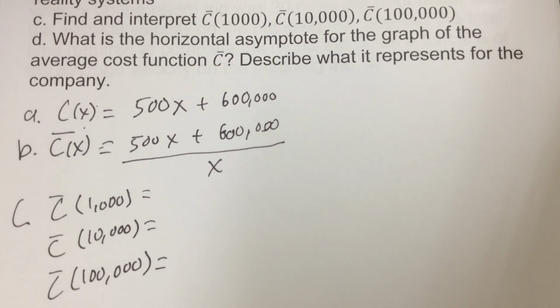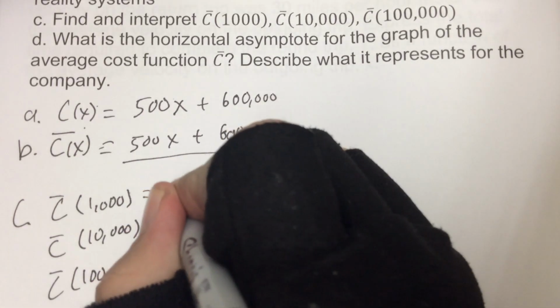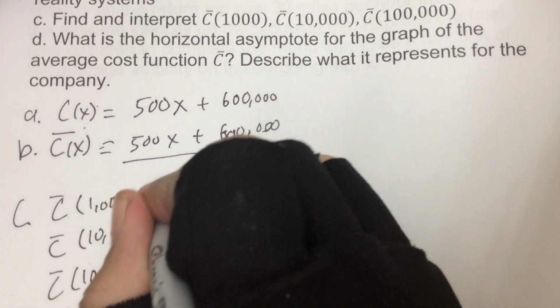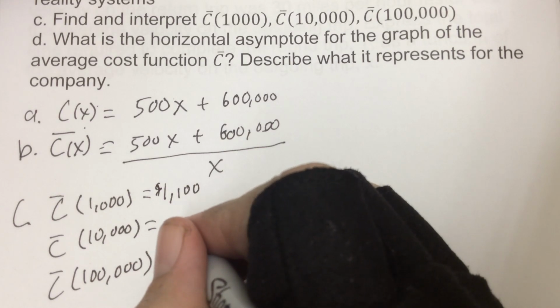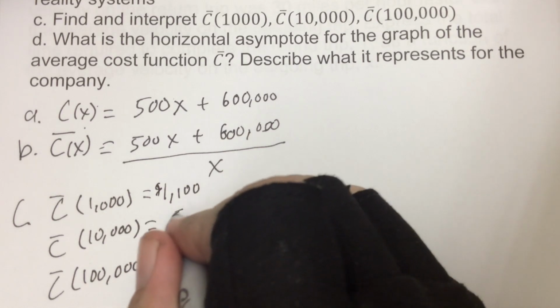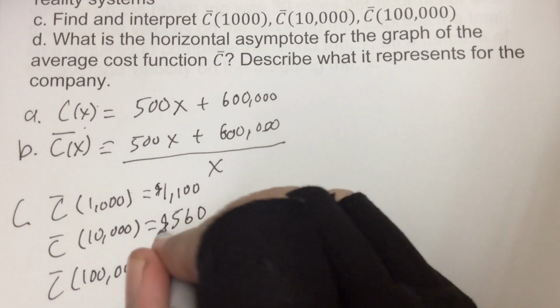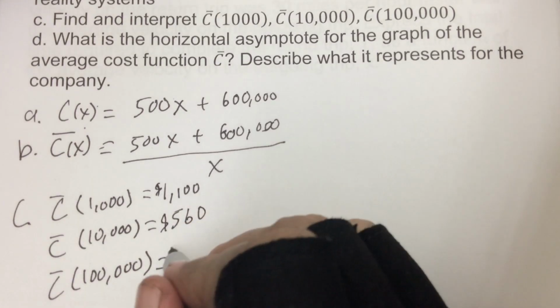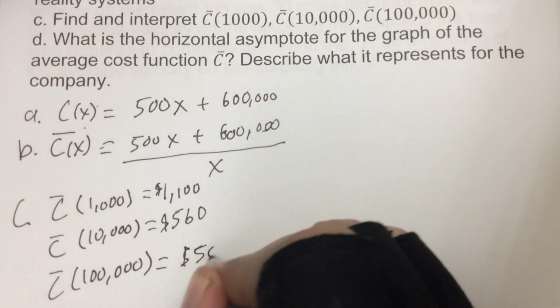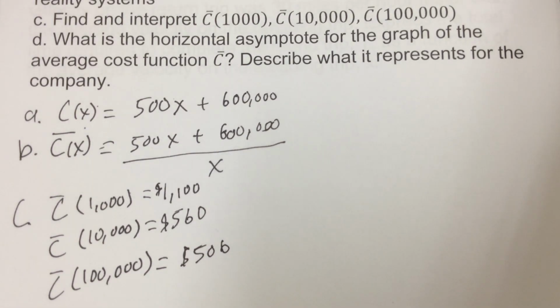Okay. So when I go to my table, the values I get are 1,100 with the 1,000. 10,000 is going to be 560. And 100,000 is going to be 506. Okay.